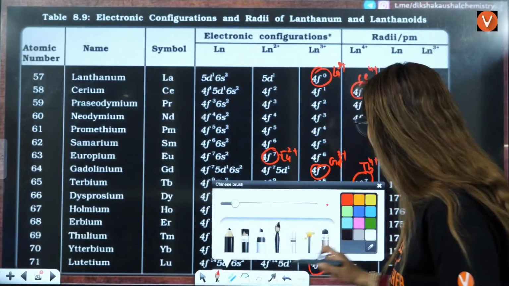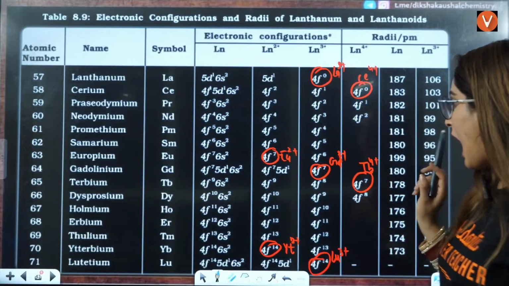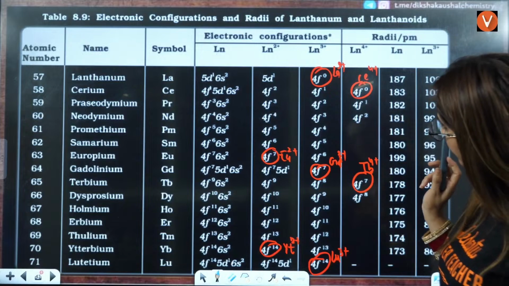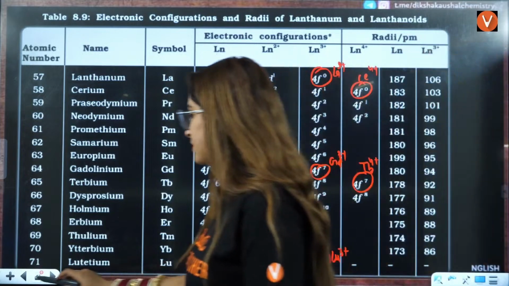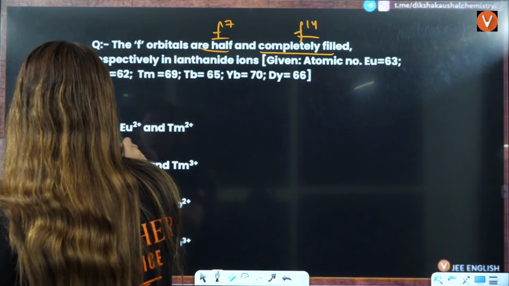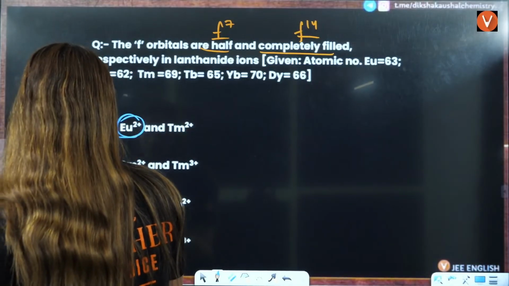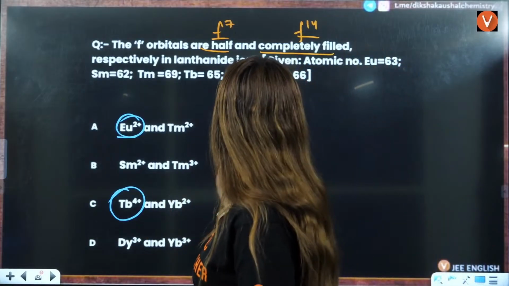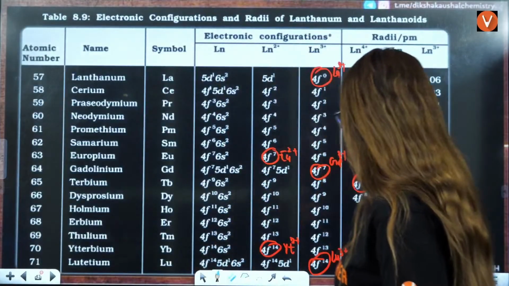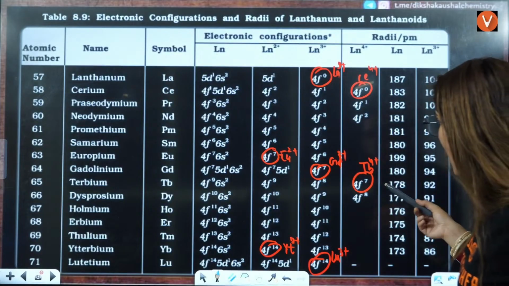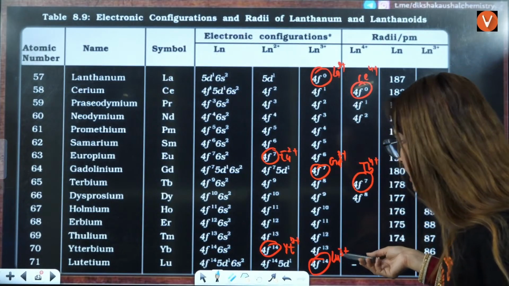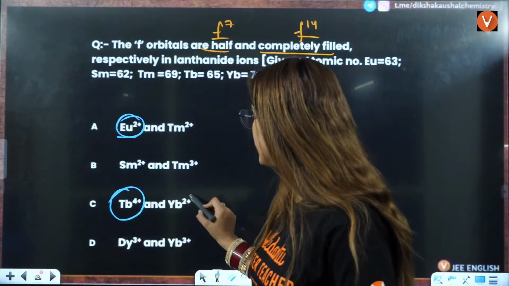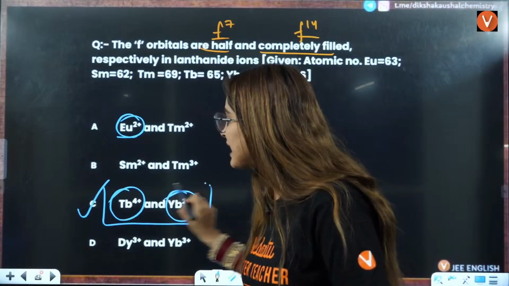So they are asking you half filled here. Half filled, you have europium, you have gadolinium, and then you have terbium. That means these are half filled. Fully filled, they are asking you, right? Fully filled is what? You have lutetium and you have ytterbium. That is, ytterbium 2 positive is the fully filled here. So C is the correct answer.